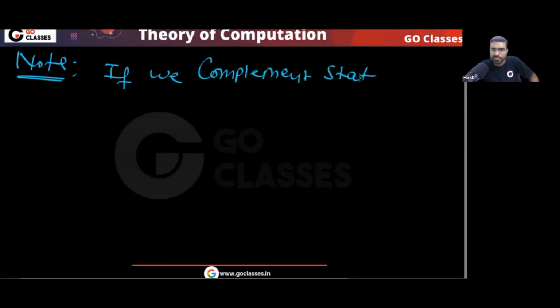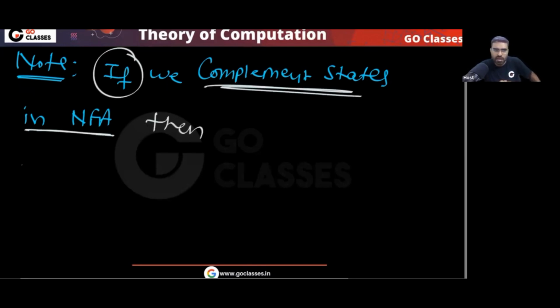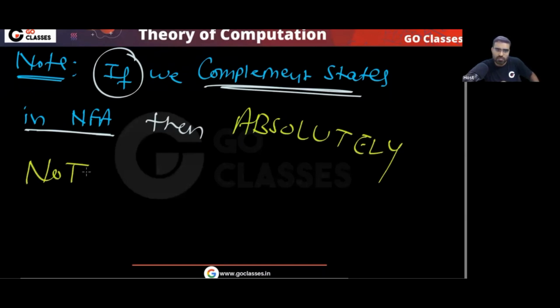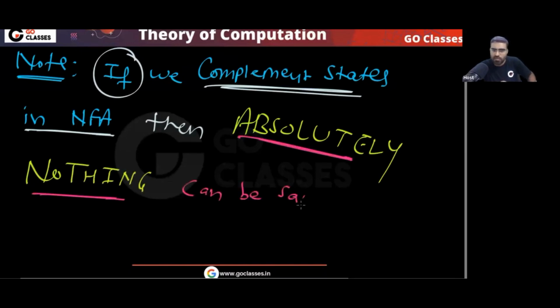If we complement states in NFA, absolutely nothing can be said about any string. Is this idea clear? Please tell me. If we complement states in NFA, then absolutely nothing we can say. Absolutely nothing can be said for any string and language.